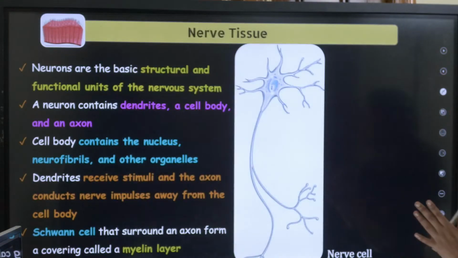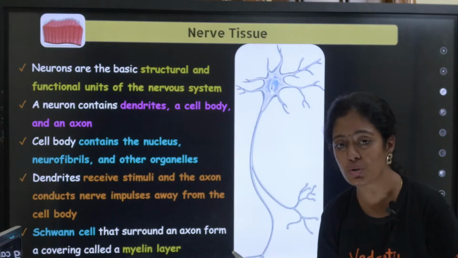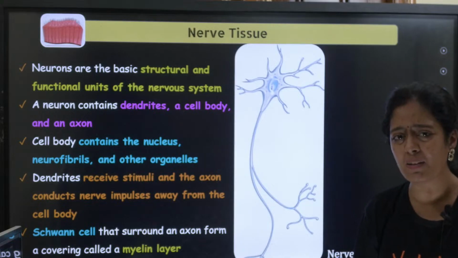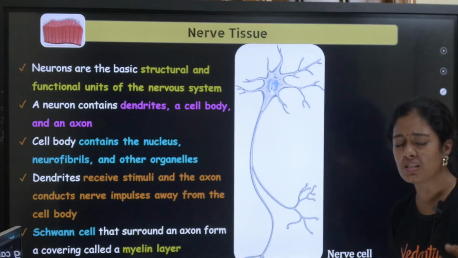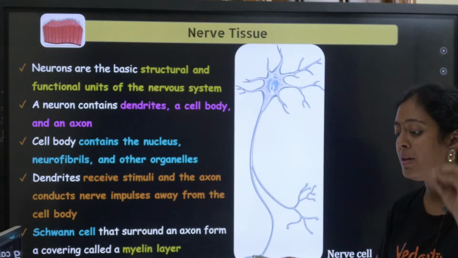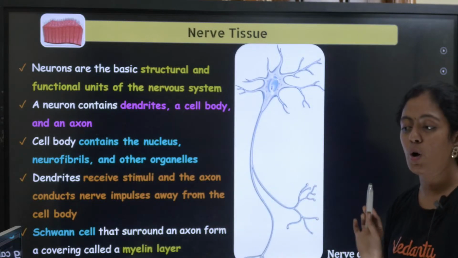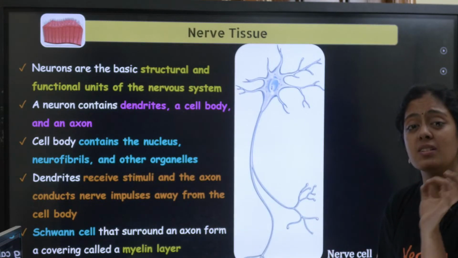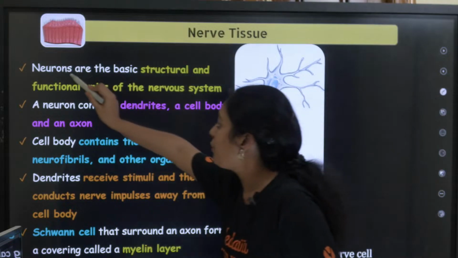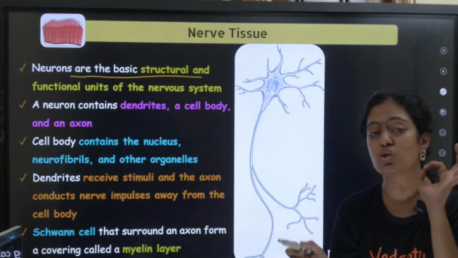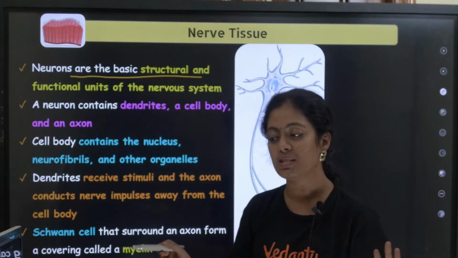Okay, the last one is your nervous tissue. Nervous tissue is very, very important. It is going to form your central nervous system, autonomic nervous system and peripheral nervous system. All three are formed by this one tissue. So what is this nervous tissue made up of? It is made up of neurons. Neurons are the structural and functional unit of the nervous system.